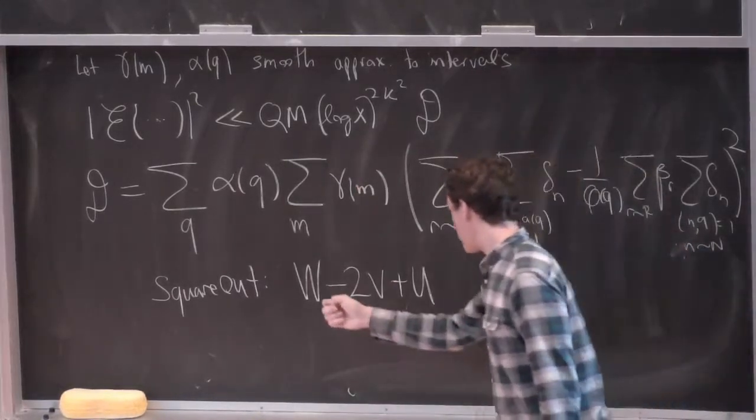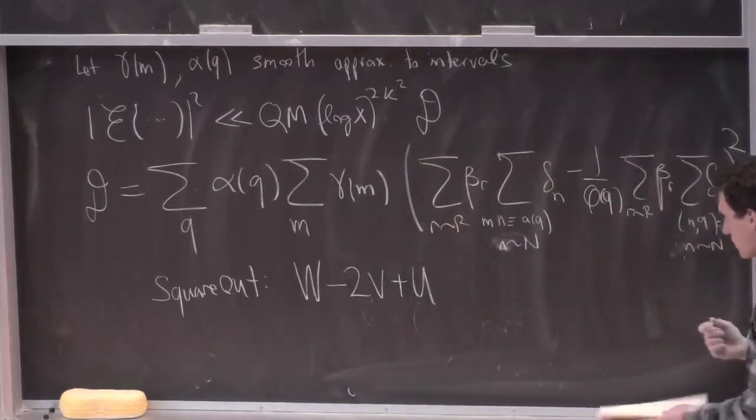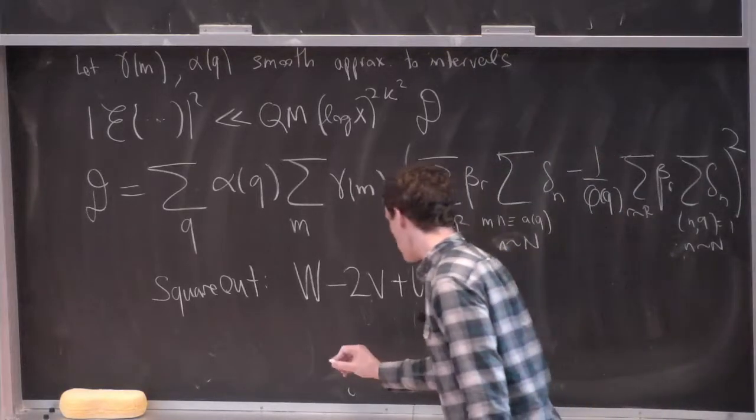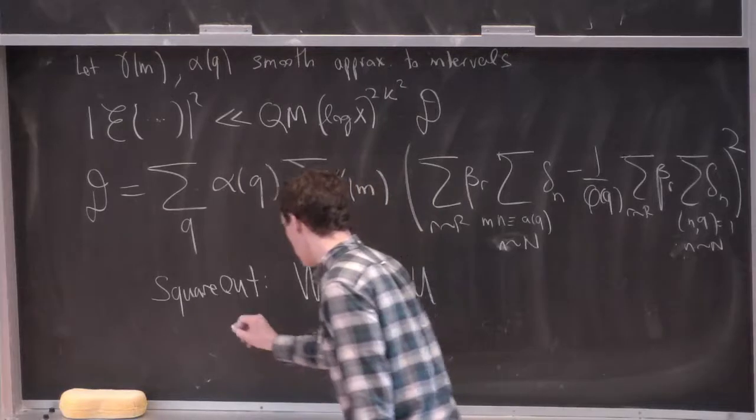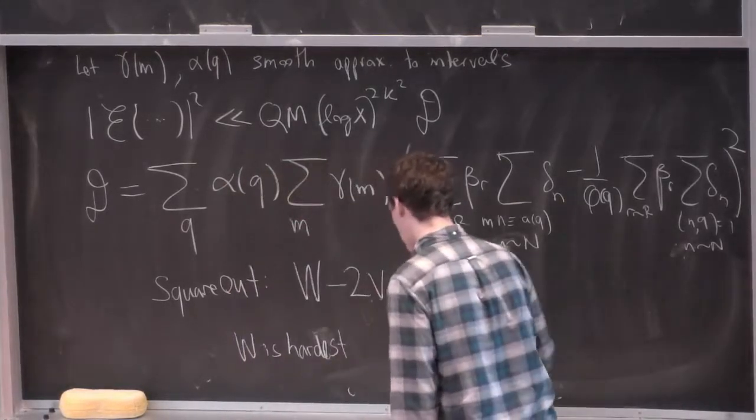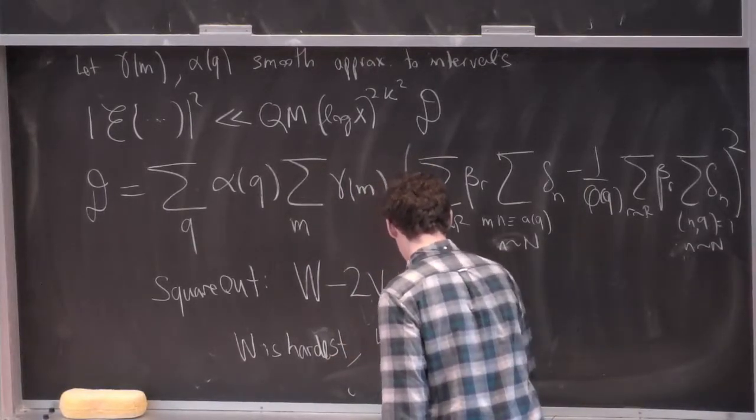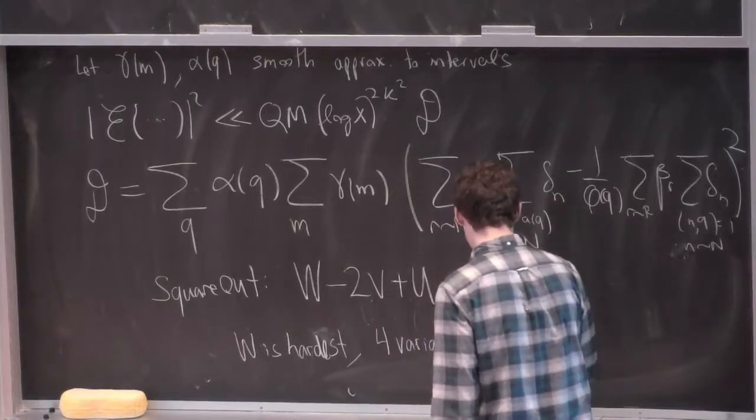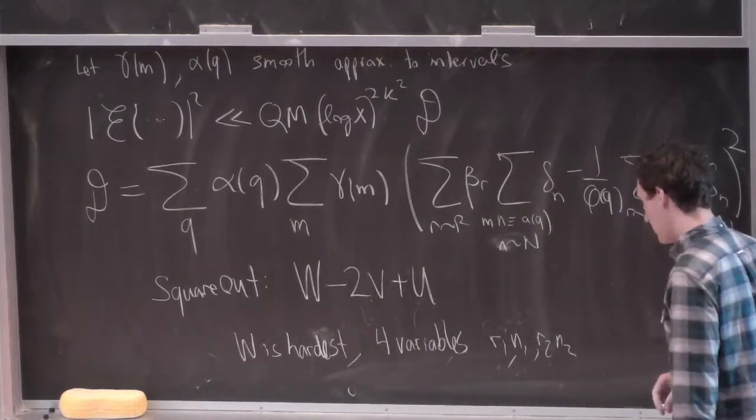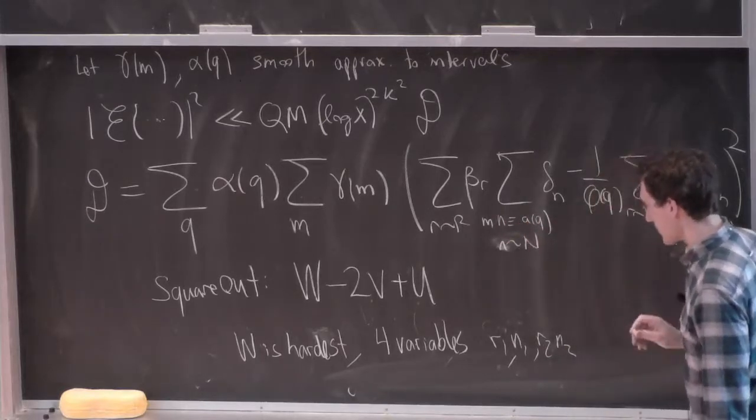And then by expanding this square, each of w, 2v, and u is going to have a main term that cancels with each other. And then I'm going to get like two r variables and two n variables. So w is going to be the hardest, and we're going to end up with four variables, R1, N1, R2, N2. And they're each going to have some congruence conditions like this.